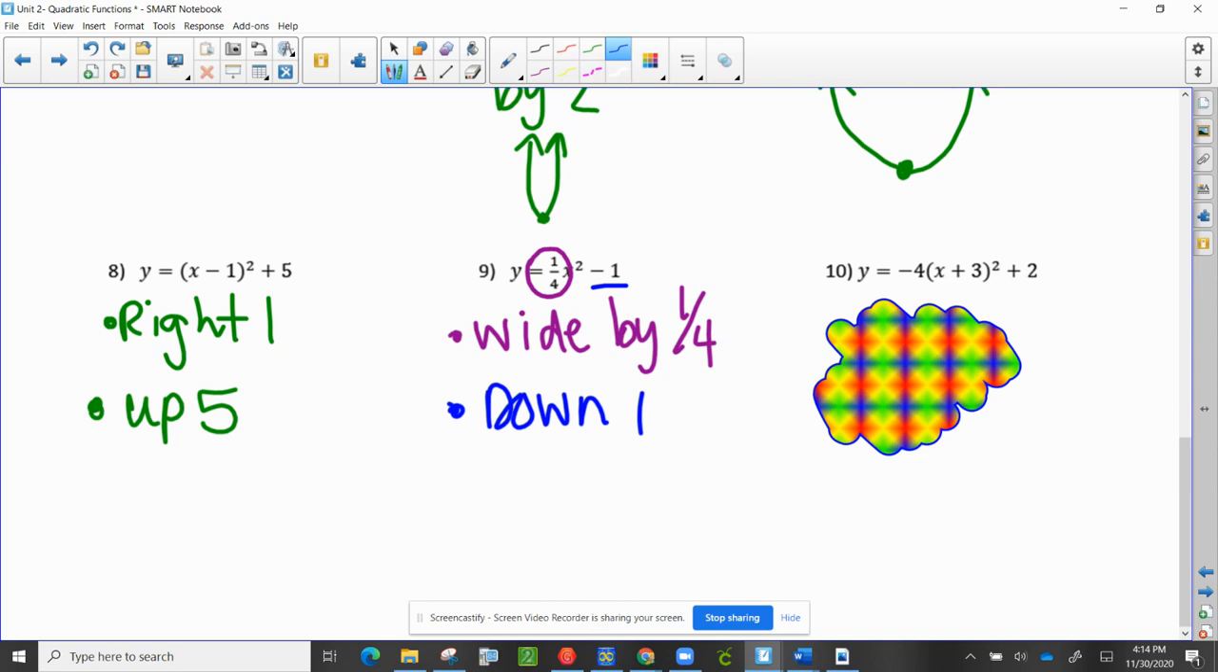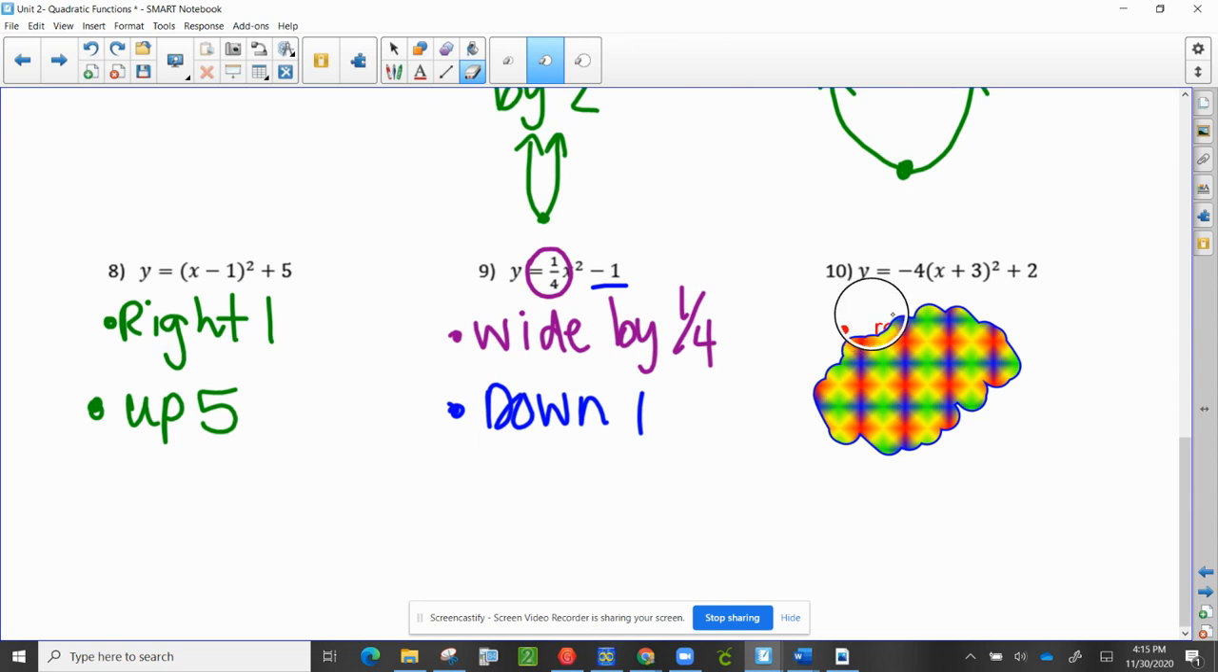There's a lot going on in this problem. You have a negative, a 4 in front, a plus 3 on the inside of your parentheses, and then a plus 2 on the outside. So that's 1, 2, 3, 4 transformations. So list all 4 there for you.